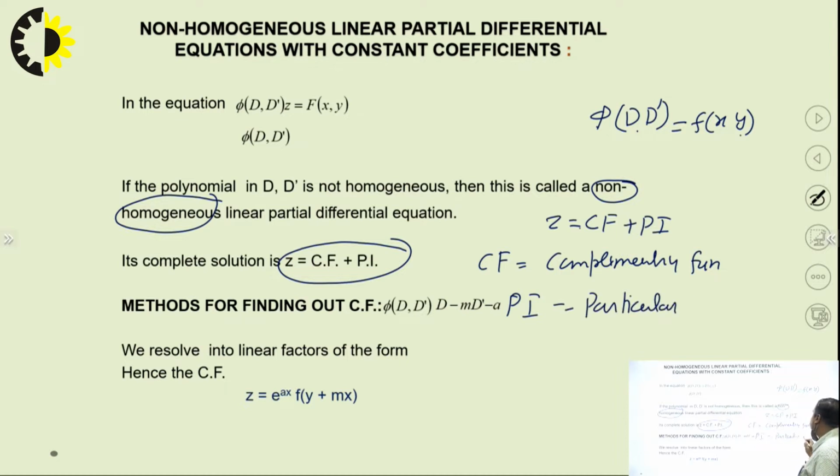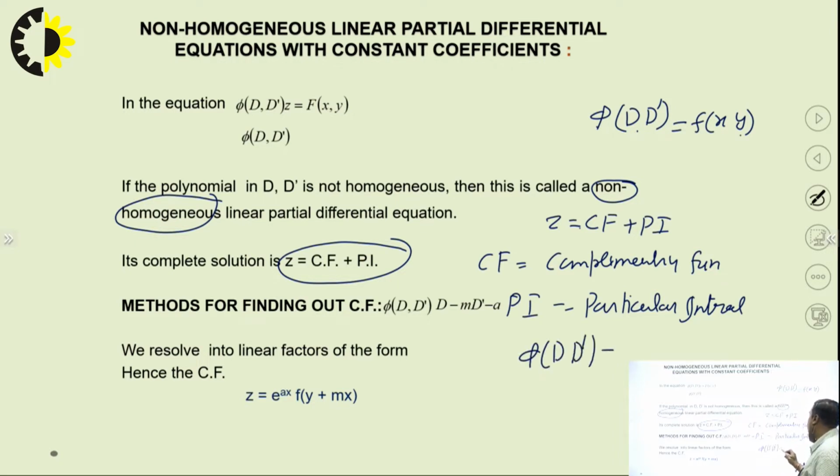Our solution consists of two parts. There is z is equal to CF plus PI. One is the complementary function, the other is the particular integral, and the general solution is completed with the help of complementary function plus particular integral. That means we are taking the function of phi D, D dash.